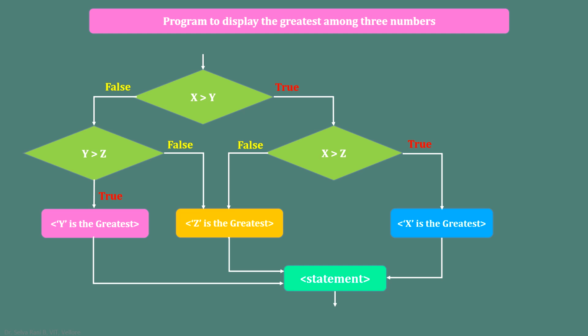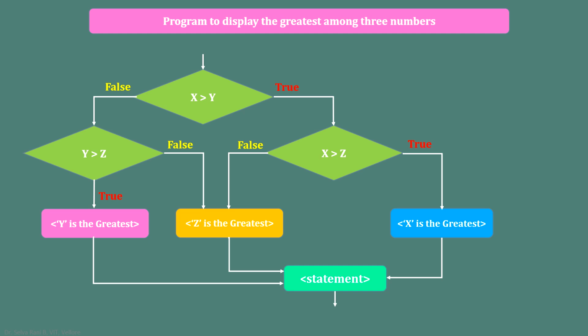What is the next thing we have to do? We have to check whether X is greater than Z also. So if X is greater than Z, that condition is also true. It means X is the greatest number. If X greater than Z is false, then we can conclude that Z is the greatest number. Why? X is already greater than Y, and now X greater than Z is false. It means that Z is greater than X as well as Y. So we can display the message Z is the greatest among three.